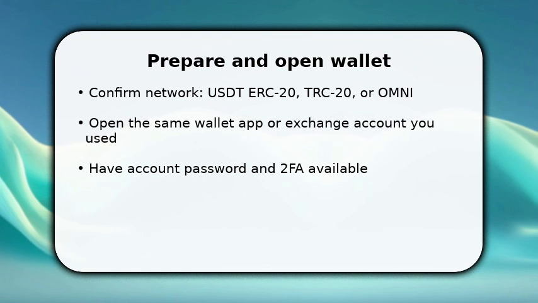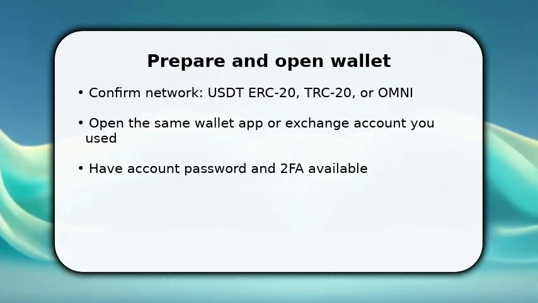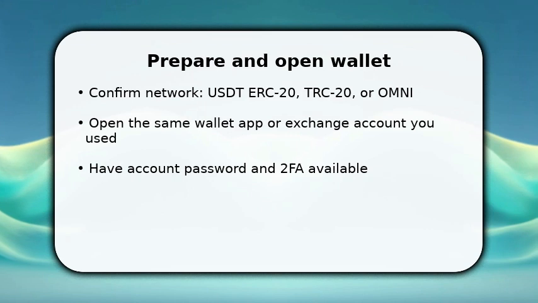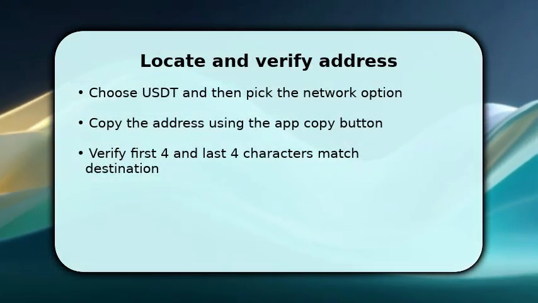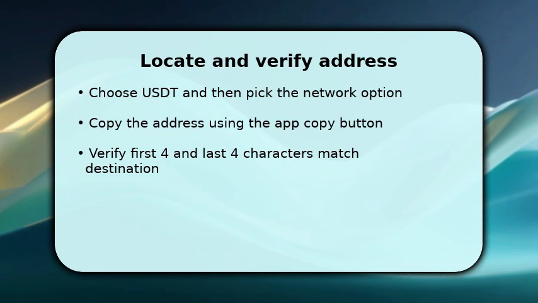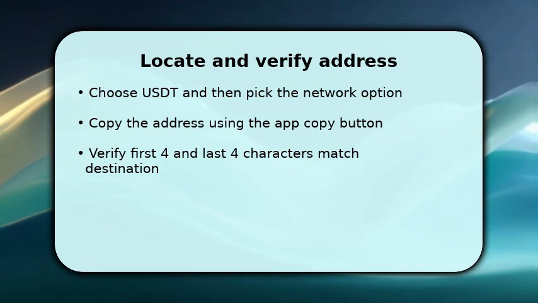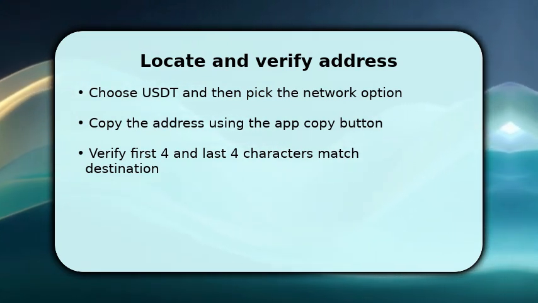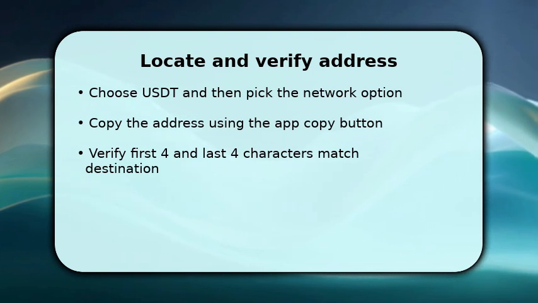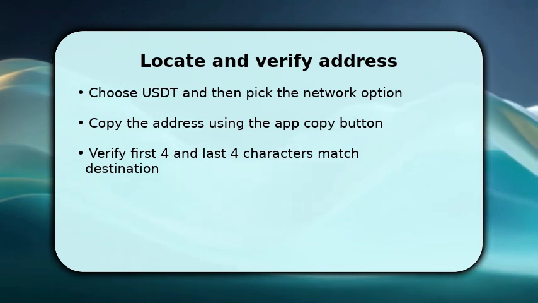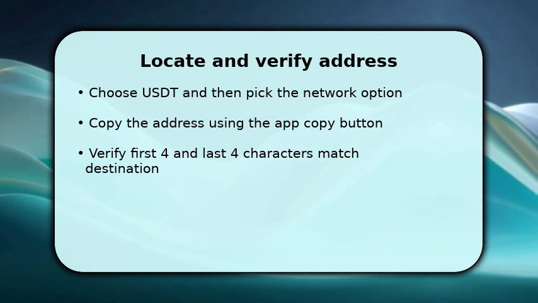Begin by navigating to the Receive or Deposit section. That is where the address appears. Next, select USDT within the wallet and explicitly pick the network you intend to use. The interface may list ERC20, TRC20, or Omni options. Click Receive or Deposit and use the provided copy button to capture the full address.